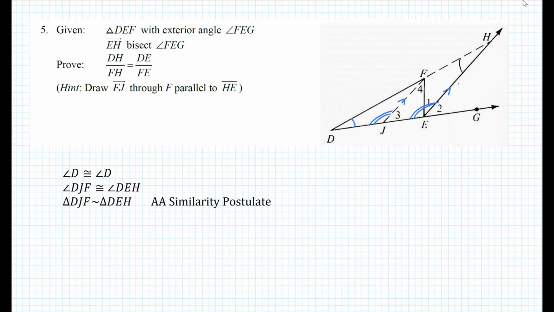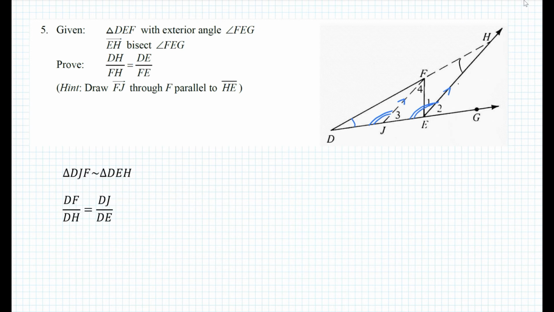Okay, so now that we know that these two triangles are similar, let's set up a proportion. Here we can say that DF over DH equals DJ over DE. It seems like we have certain elements for the proof. For example, we do have DH and we have DE. However, we don't have FH and FE. So how do we get those?